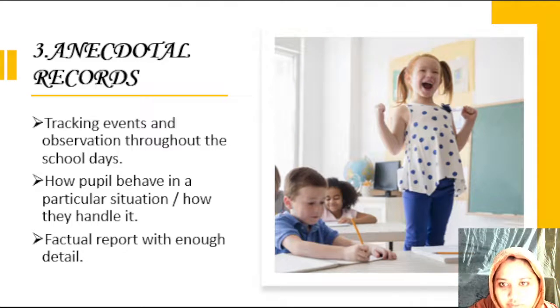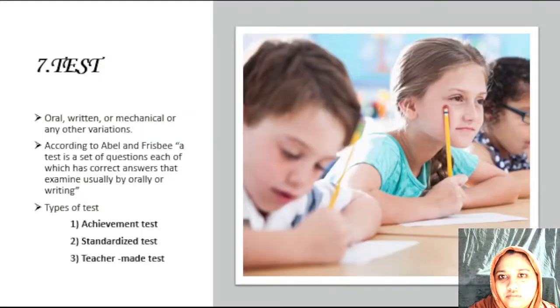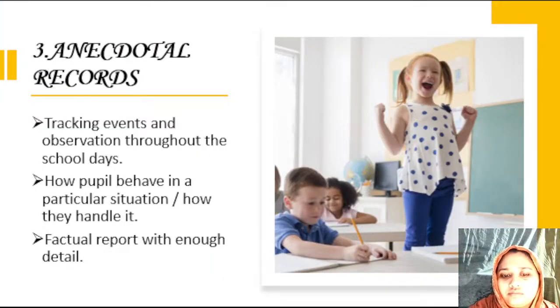The next one is anecdotal records. Anecdotal records are the tracking of events and observations throughout the school day. They are written records, detailed descriptive narrative records made after a specific behavior or interaction occurs.